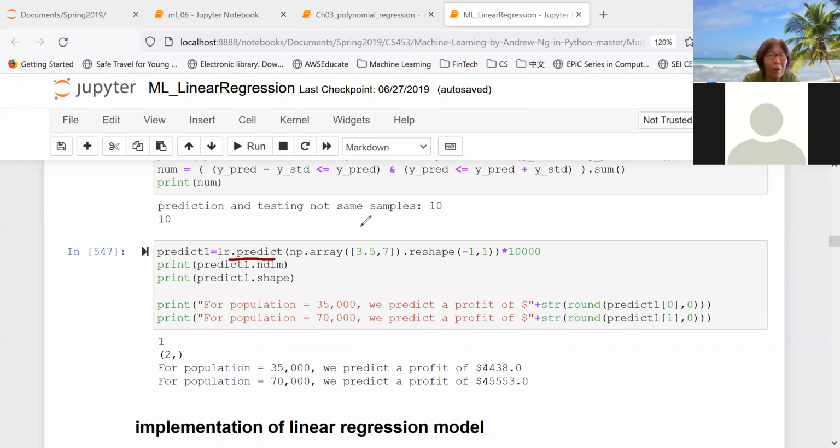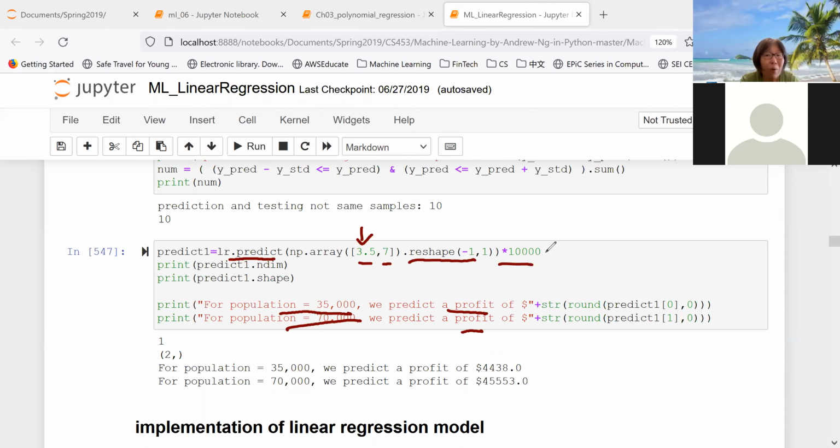What the next part tries to show is we continue to do predict. This time it is maybe some future sample that you collected, or something you use for your applications, where you have new data and want to predict. Here we have two new populations, and we want to predict what the profit is. In this case, same thing, you need to reshape this data.